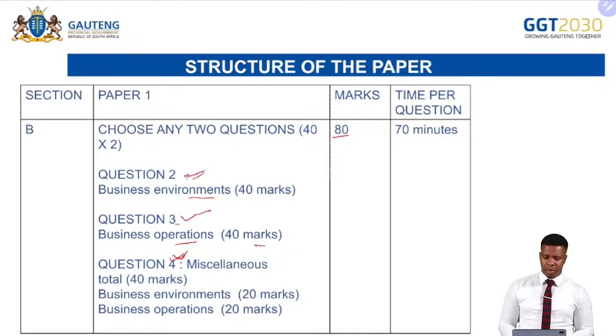And the advice I would give you is that before you start writing, you should look into all the questions to see which question is going to give you a lot of marks. You can check question 2, question 3, and question 4. And remember that each and every question has low order questioning. What do we mean by low order questioning? Low order questions are your identify, your name, your give, your outline, which normally has 4 to 6 marks.